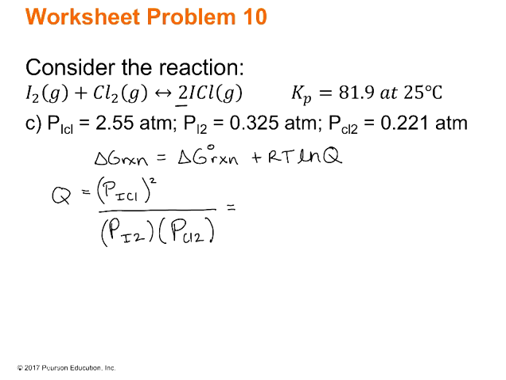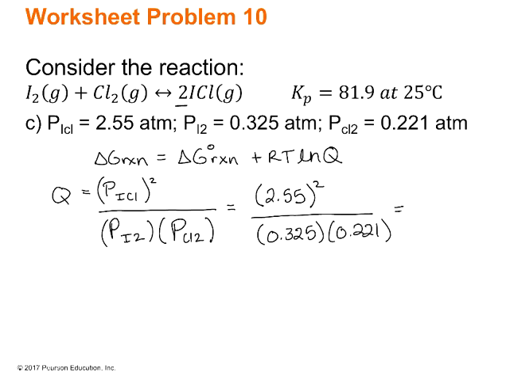And then we'll plug in the values for each. So the partial pressure of our product squared over the partial pressure of each of our reactants multiplied by each other. And when we plug this into our calculators, we should get a value of 90.5. Okay, so now we have everything we need to plug this into our equation here.